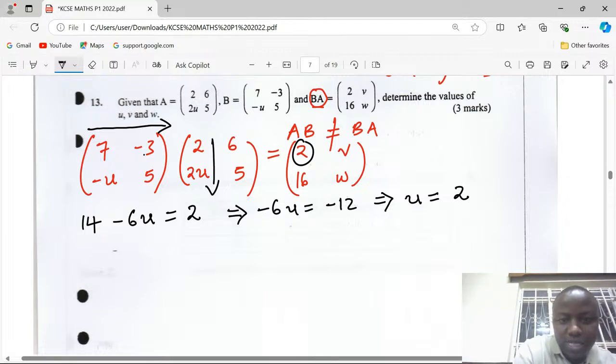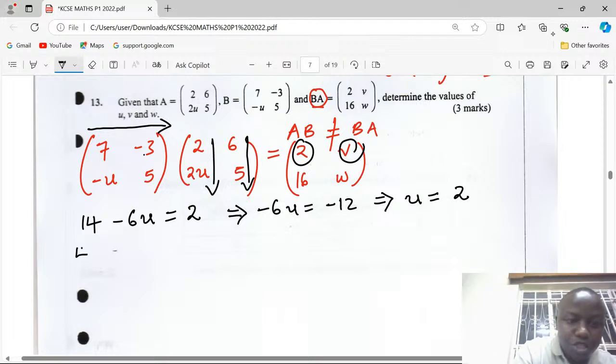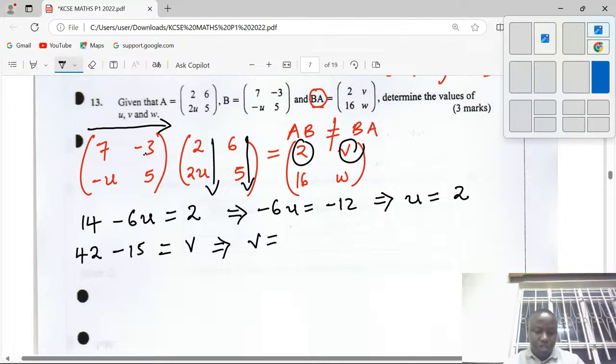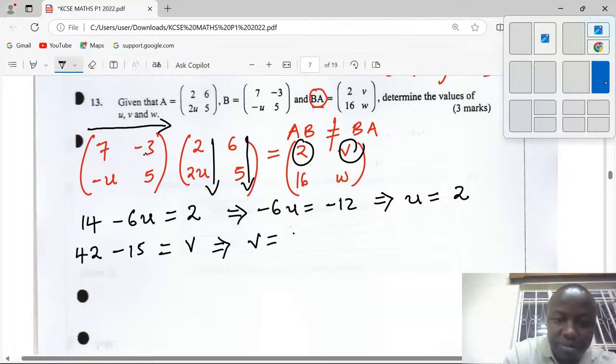It's good for you to know that when we multiply again the same row and the next column, we will get the value of v. So we can say 7 by 6, which is 42, plus negative 3 by 5, which is negative 15. We're supposed to get the value of v. And this means the value of v is equivalent to 42 minus 15, giving us exactly 27.